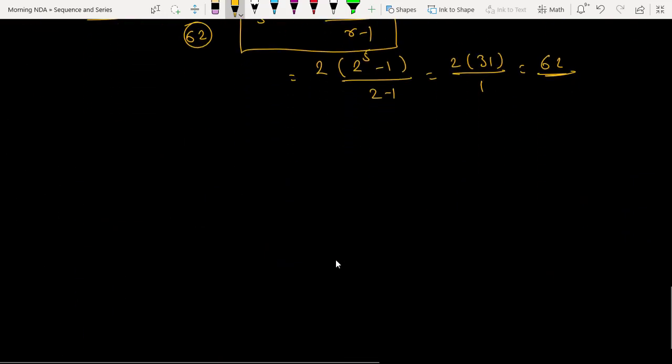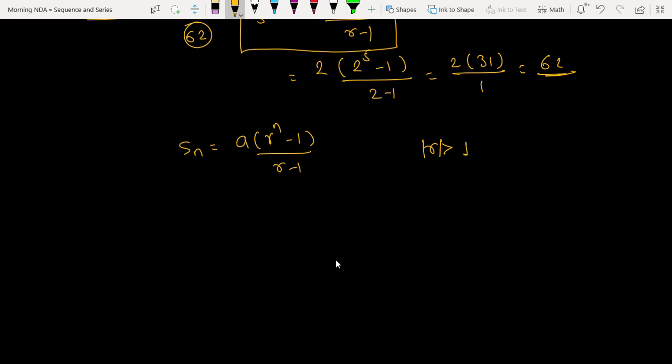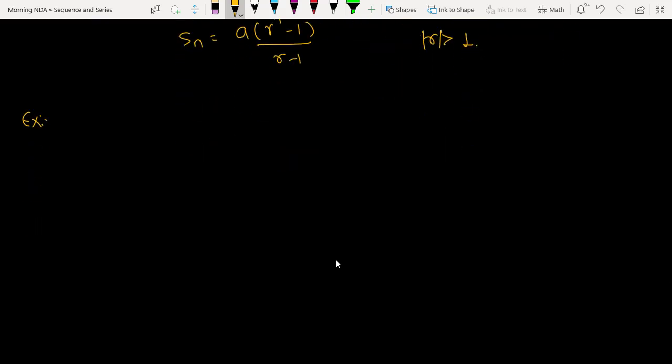Okay, I will write the formula here. So Sn is equals to a r to the power n minus 1 upon r minus 1. It's a very simple formula. I will tell you how to remember this formula. So when mod of r is greater than 1. Maybe you have the GP like this also. See, the GP is 1 by 10, 1 by 100 and 1 by 1000.